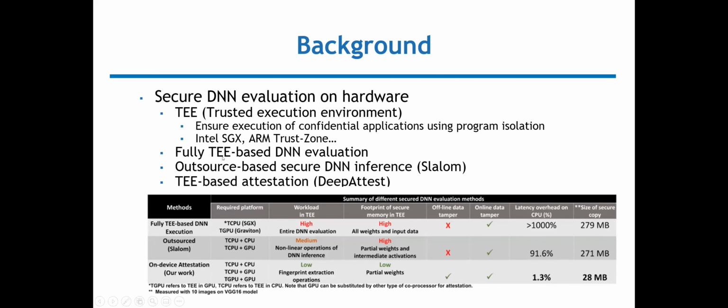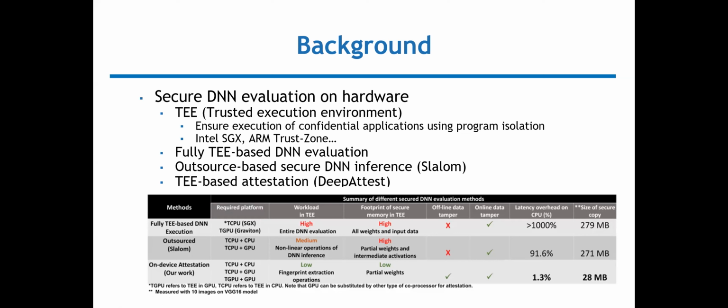So next, let's talk about the background. As the previous presentation has mentioned, TEE is usually provided by CPU hardware architecture to ensure secure execution of confidential applications using program isolation. Intel SGX and ARM TrustZone are examples of TEEs. Existing secure inference methods can be divided into two categories: full execution inside the TEE and outsourcing partial computation from the TEE to untrusted environments.